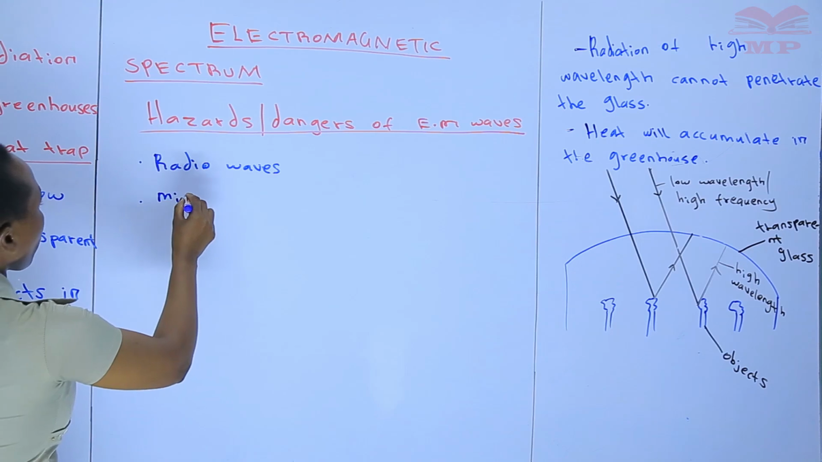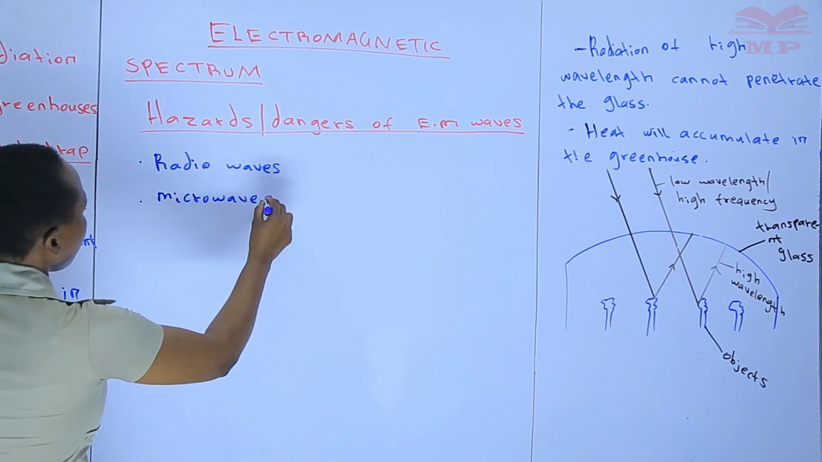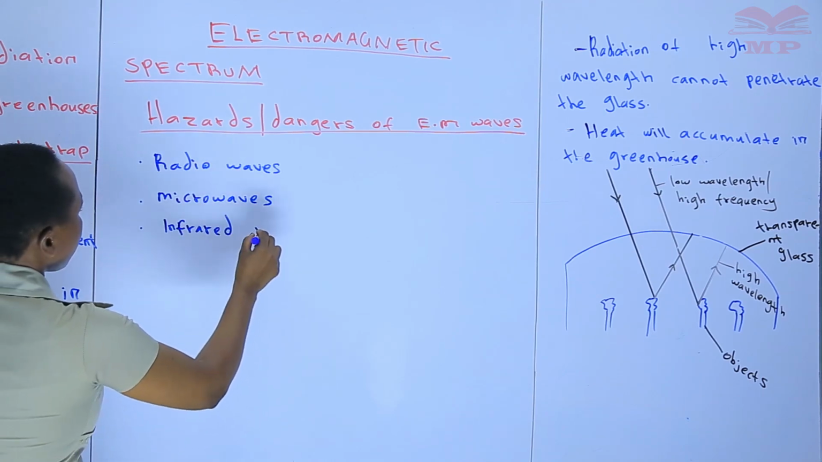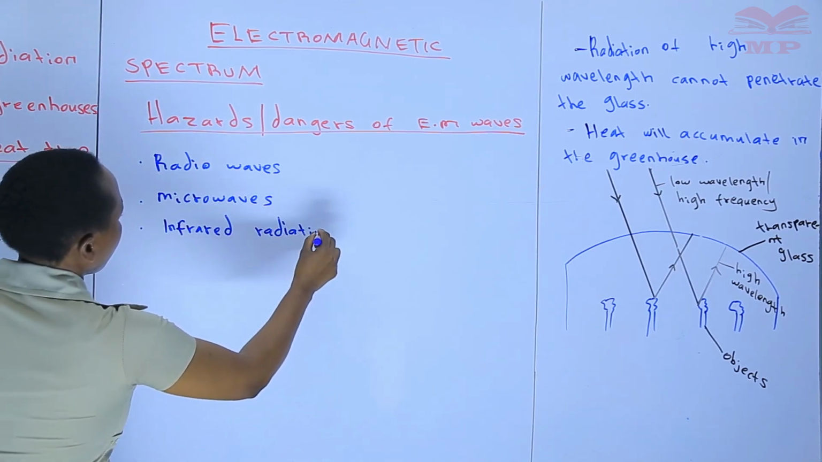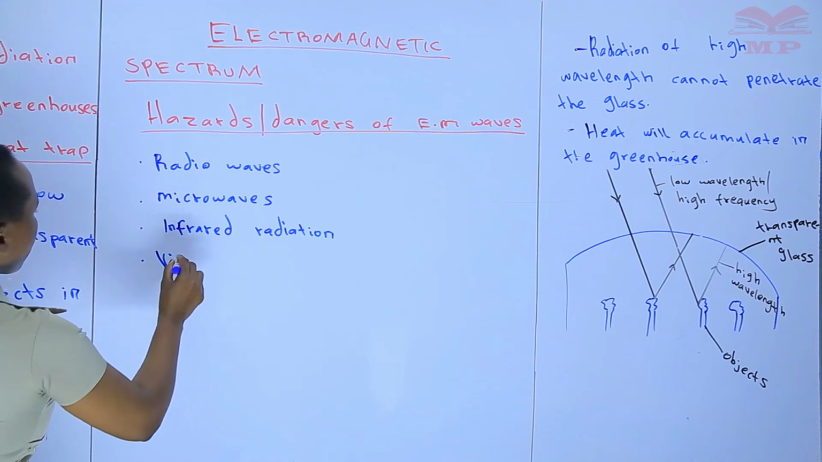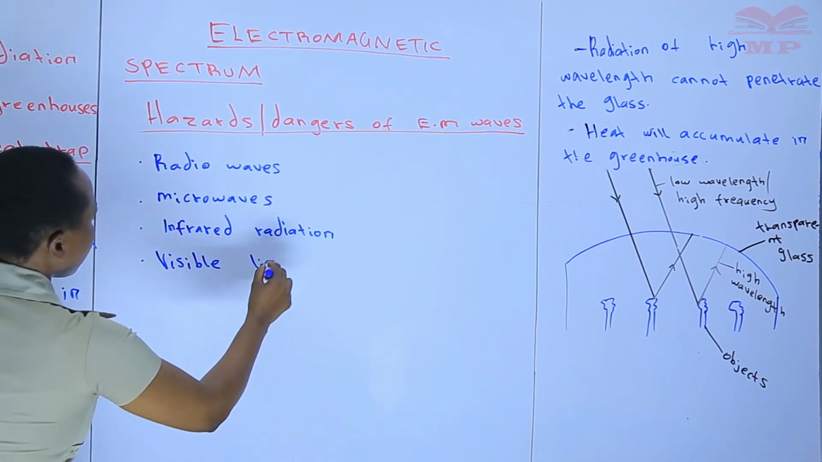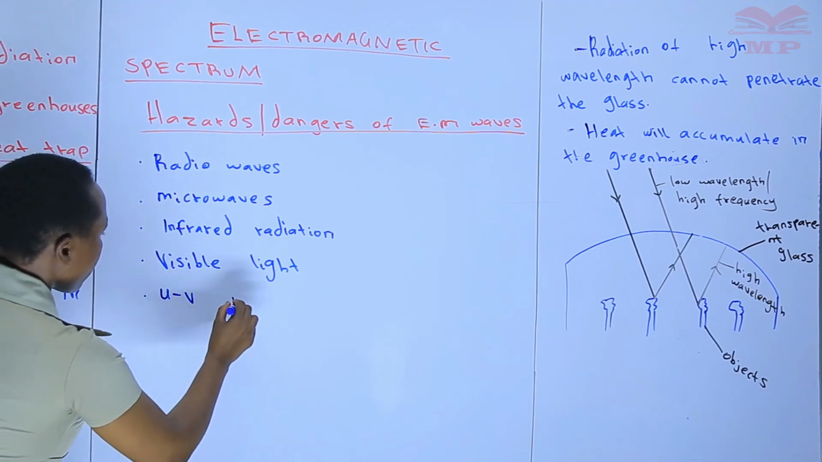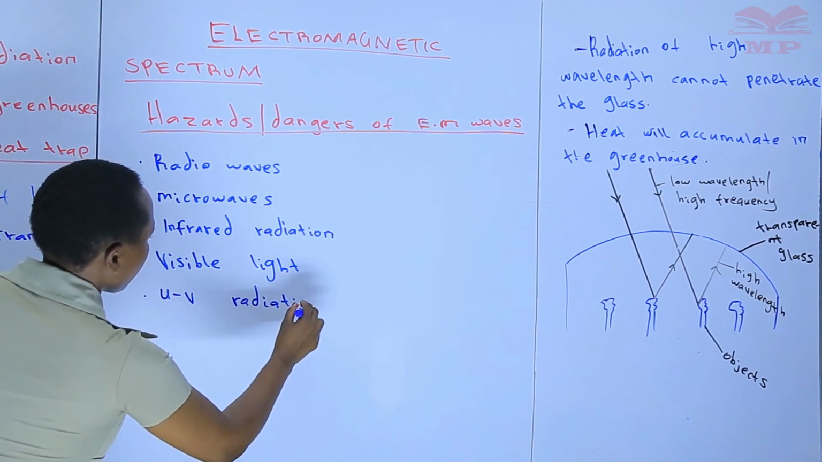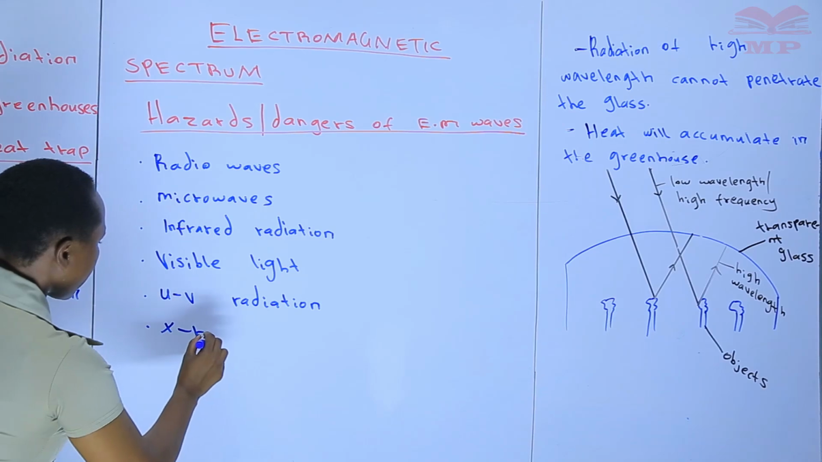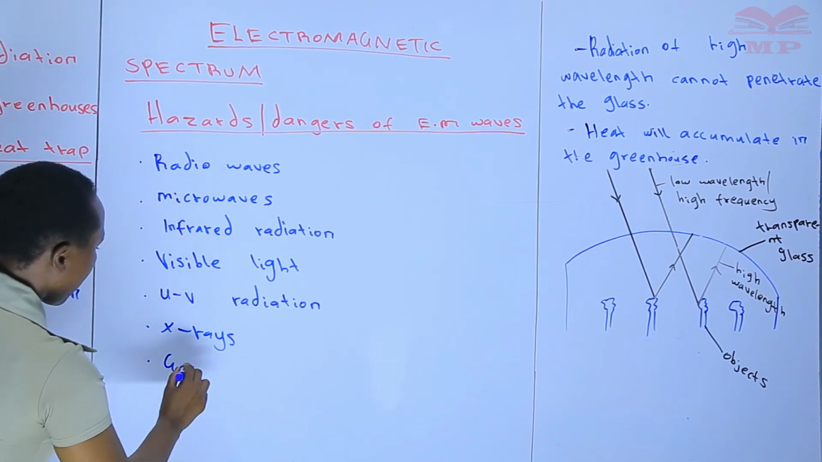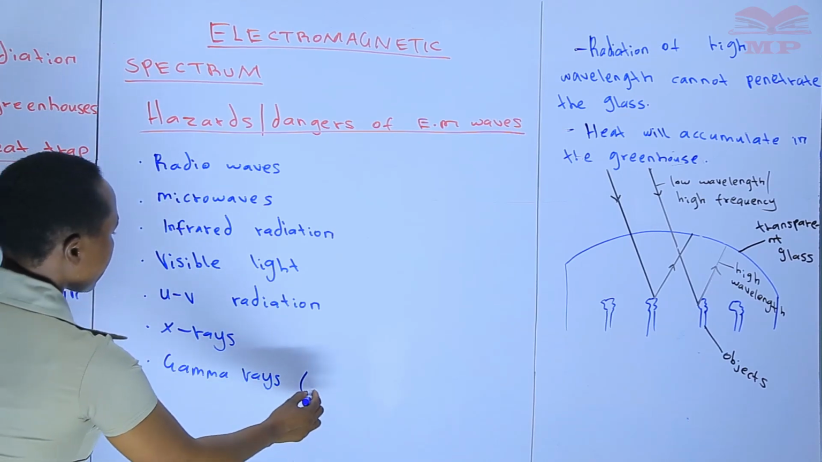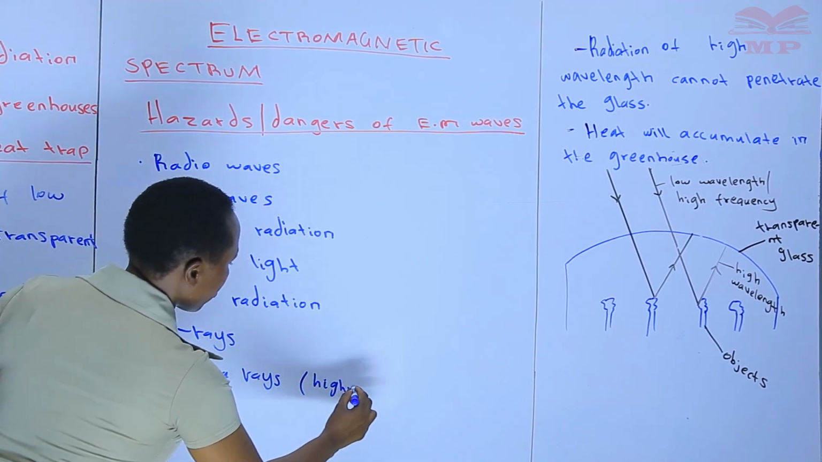We have the microwaves. We also have the infrared radiation. We have the visible light. After the visible light, we have the UV radiation. Then we have the X-rays. And finally, we have the gamma rays. And gamma rays have the highest energy.